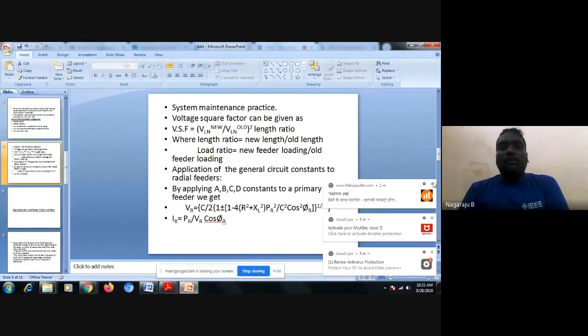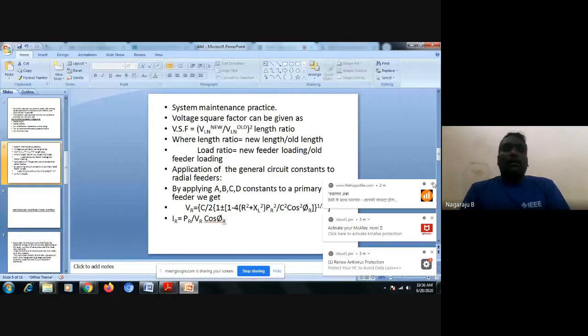Already I have 83 people, so I want to accommodate 83 people. So I want to increase the level of my substation, the level of that particular class limit. So how do I need to increase it? Depending on the length and depending on the loading of the people.